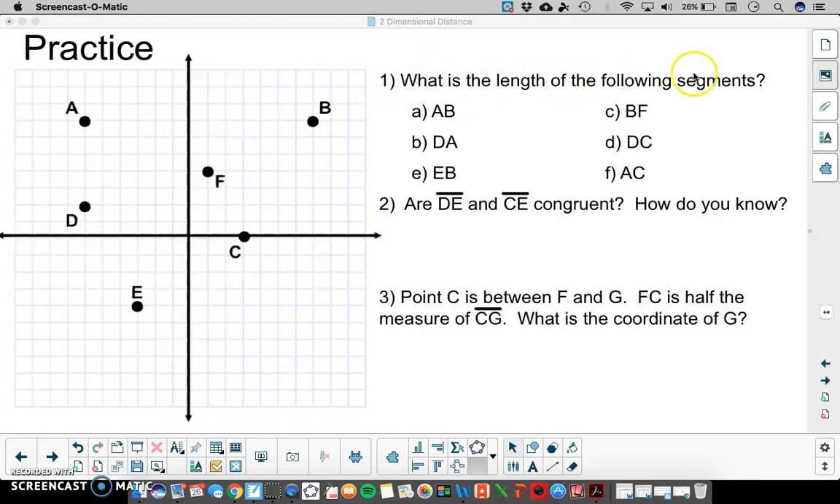What is the length of the following segments? You're going to find each one of those measures. Answer the question, are segment DE and segment CE congruent, and how do you know? And then number 3, point C is between F and G. G is not on here yet. You are going to have to figure out what the coordinate of point G would be and be able to plot it on the grid.